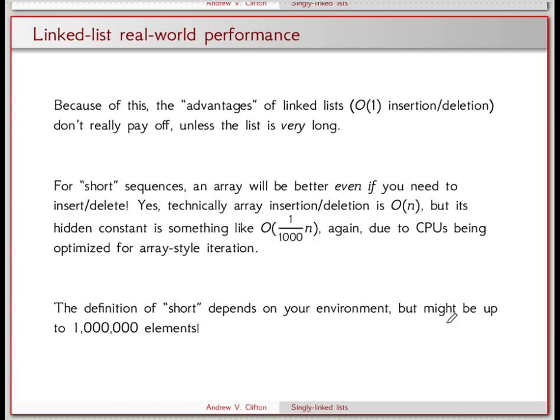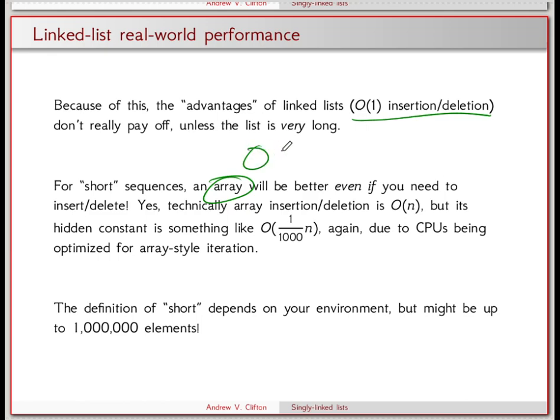elements long. So the advantages of linked lists don't really start to pay off until your list is really, really big, right? You need to be looking at lists with hundreds of thousands of elements before the cheap inserts and deletes really start to pay off. If your list is short, an array will actually be better even though it has a loop inside of it. The loop will run that much faster.